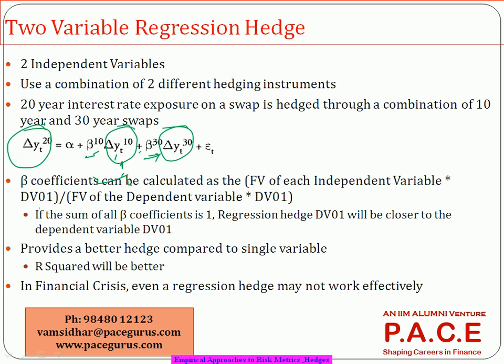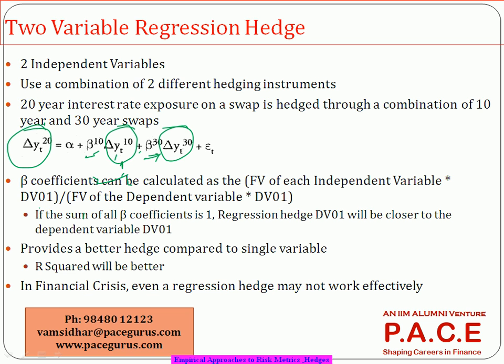So when I am forming my hedged portfolio, I can invest a B10 proportion in the 10-year security and a B30 proportion in the 30-year security, so that the hedging becomes more and more appropriate. The only difference being, in the earlier scenario, we formed these B10 and B30 using error minimization for only one set of data.